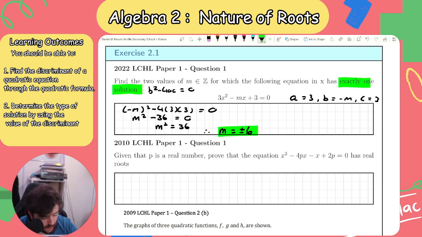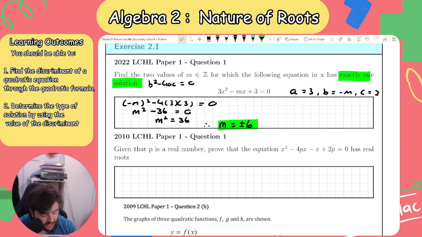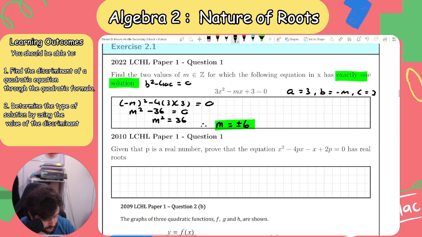Right, this is the 2010 paper now. So 2010 Leaving Cert Higher Level question 1. Given that p is a real number, prove that the equation x squared minus 4px minus x plus 2p equals 0 has real roots. So I need to prove that my discriminant is greater than or equal to 0. So remember, b squared minus 4ac is greater than or equal to 0.